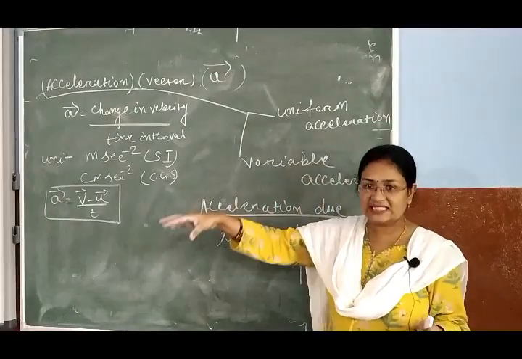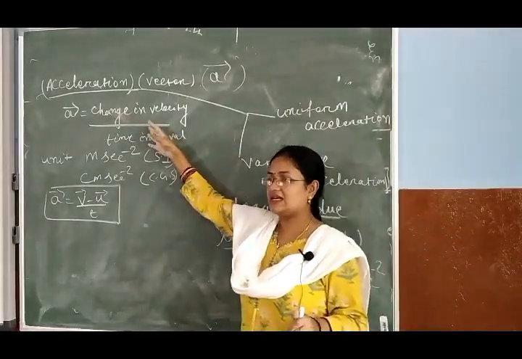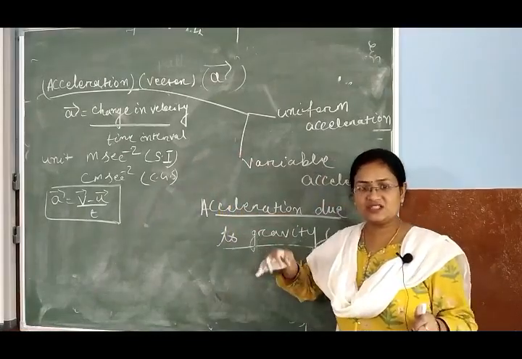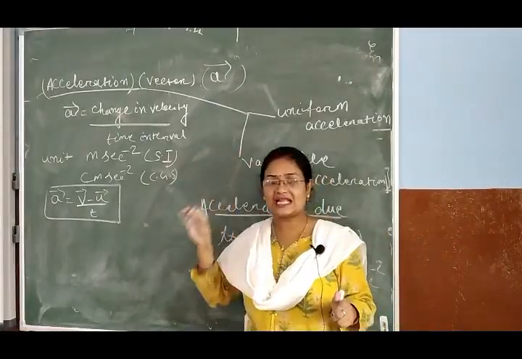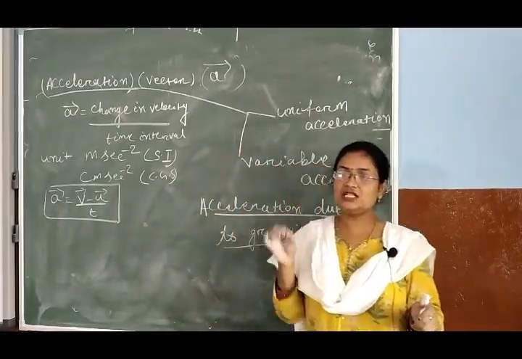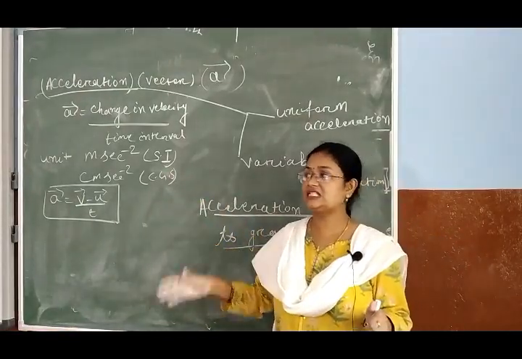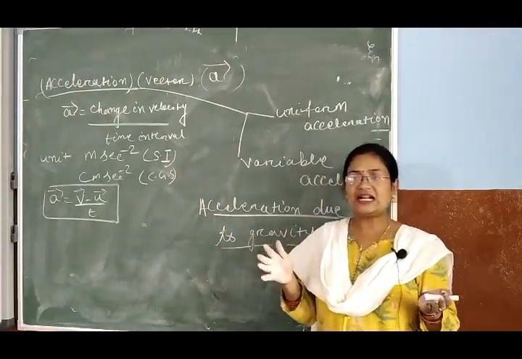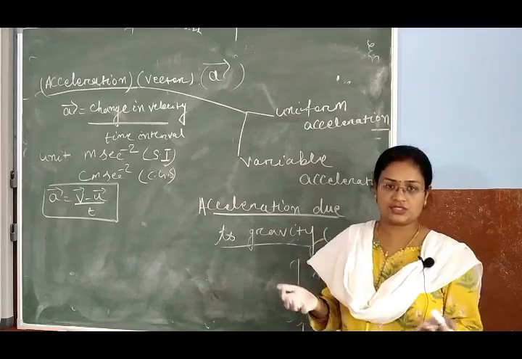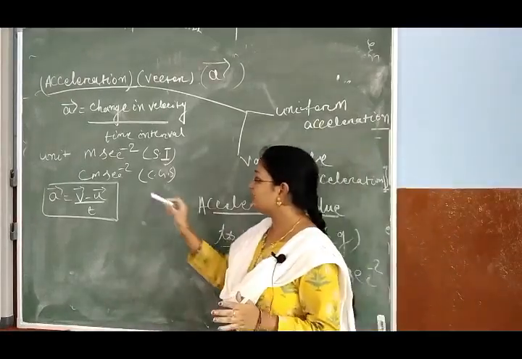So if it increases with time, that is your what? Acceleration. If it decreases with time, that is your what? Retardation. So retardation is your decrease in velocity. That means we can say that retardation is your negative acceleration. Okay, what is the acceleration unit?